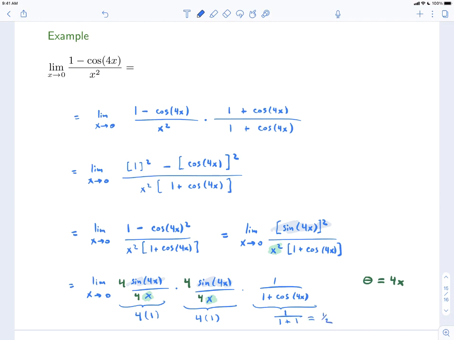So what do we end up with if we just go back up to here where we have an equal sign? This is going to be equal to 4 times 1 times 4 times 1 times 1/2, which is going to give us 16 over 2, which is 8. And that's our limit.